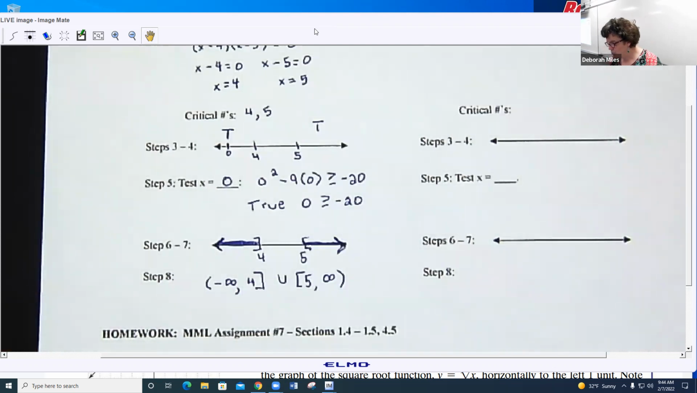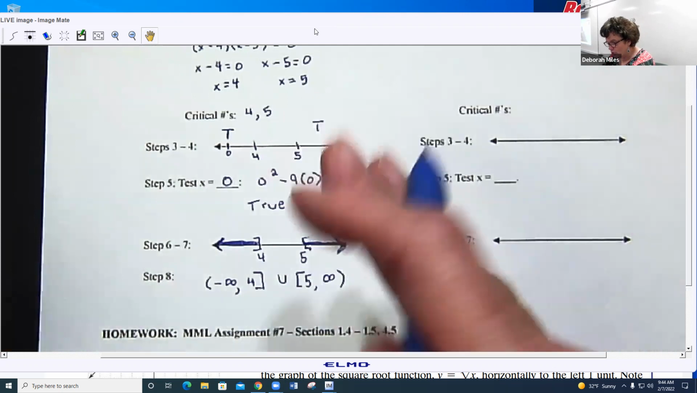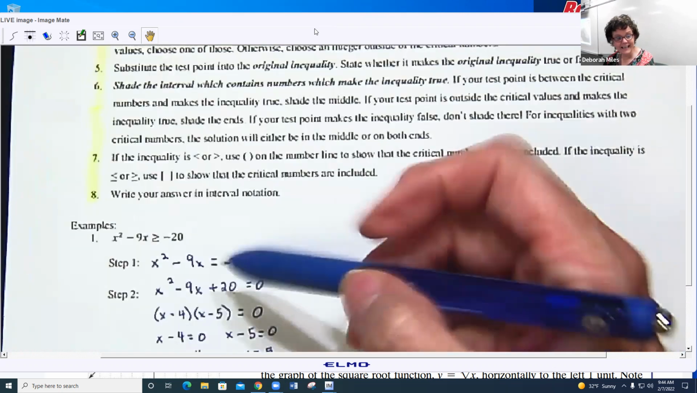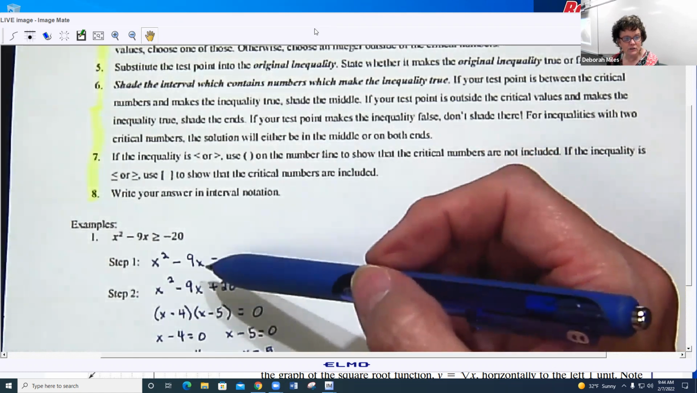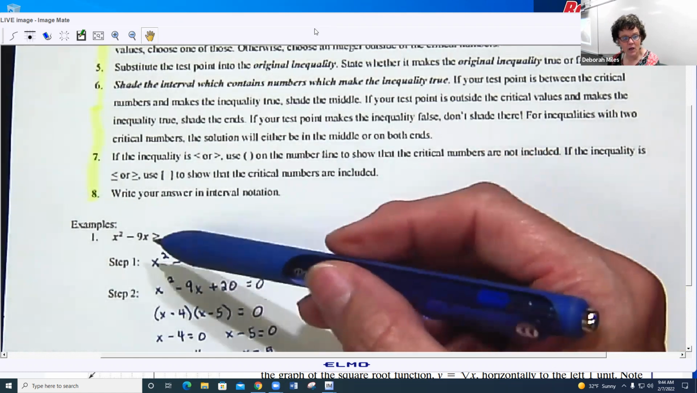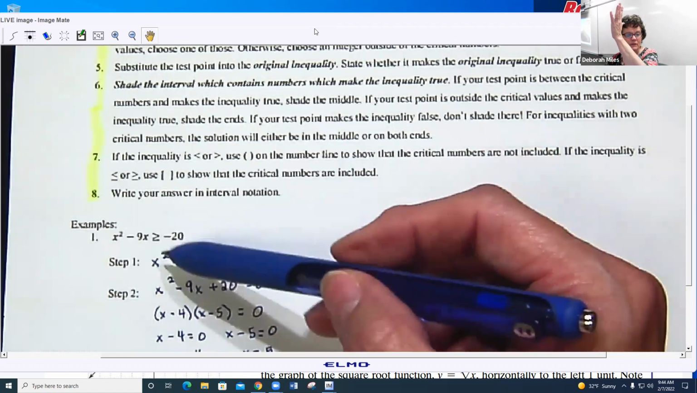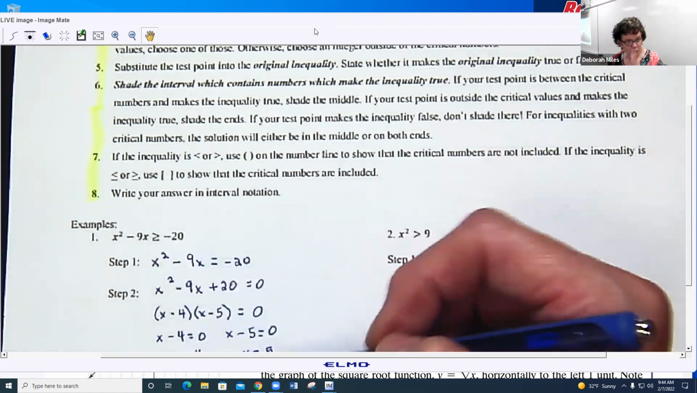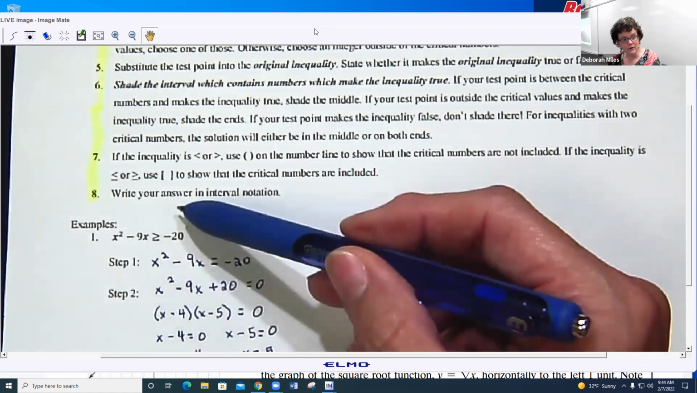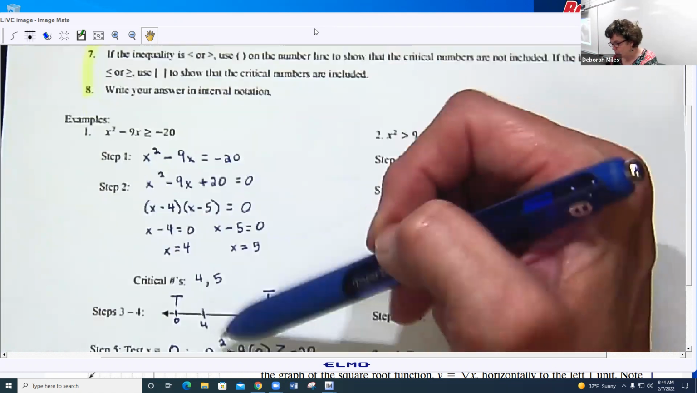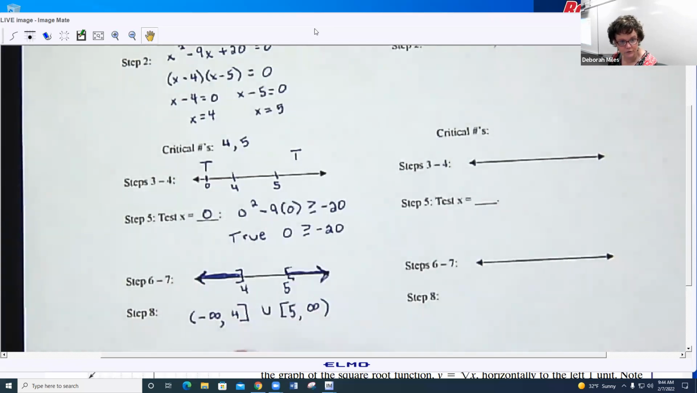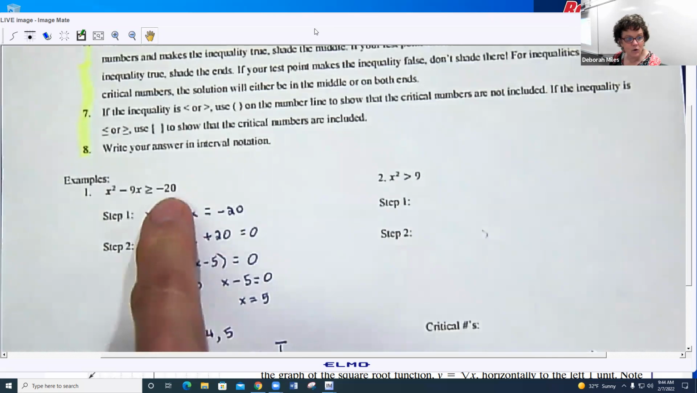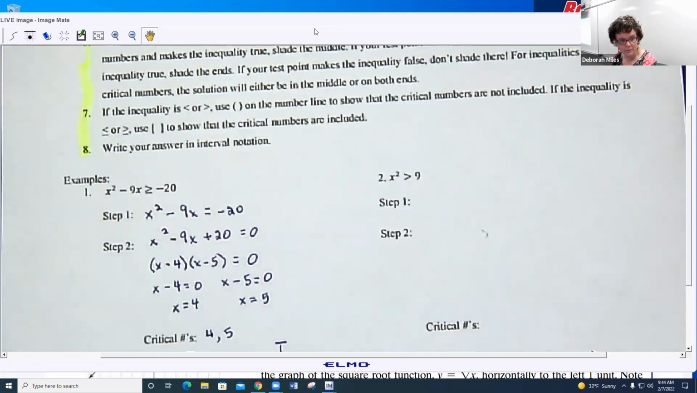Very easy to do, but folks make the mistake of forgetting to change this to an equals, and they try to solve it just like a linear inequality. They just bring the greater than straight down. If you bring the greater than straight down all through this process, you're not going to end up with the same thing shaded. You're not going to end up with the correct solution. So changing that inequality to an equation is very important.